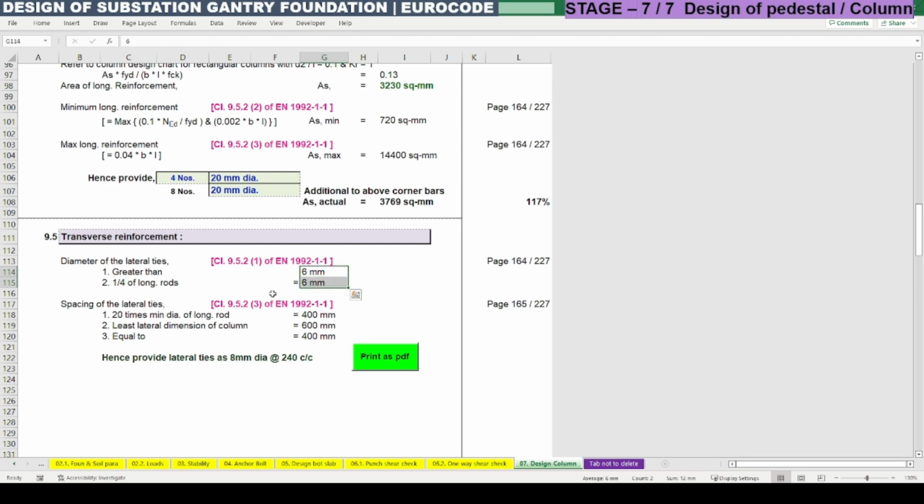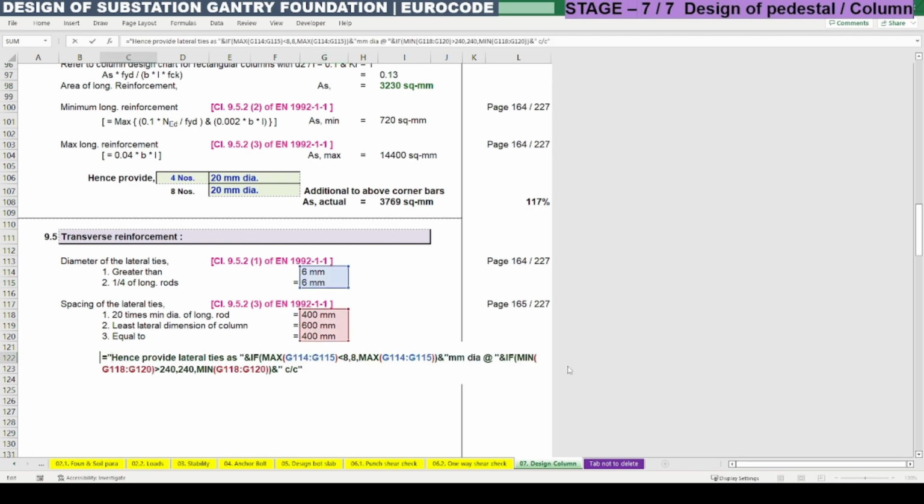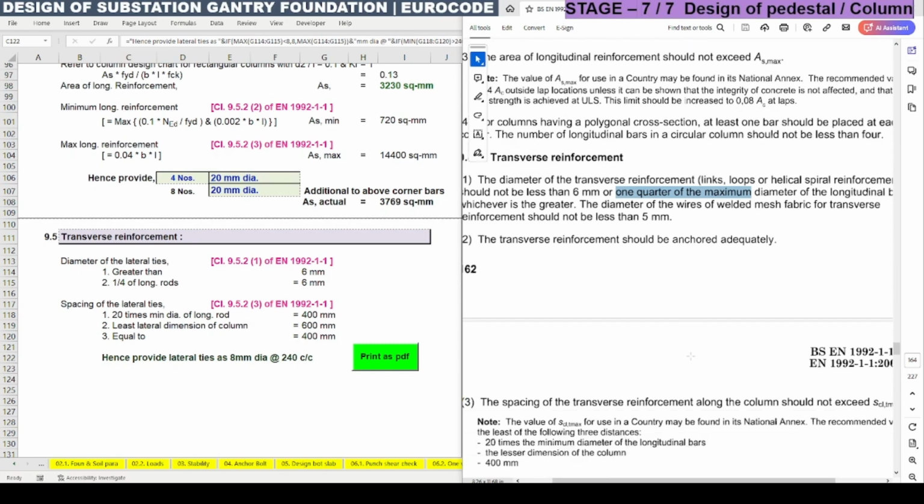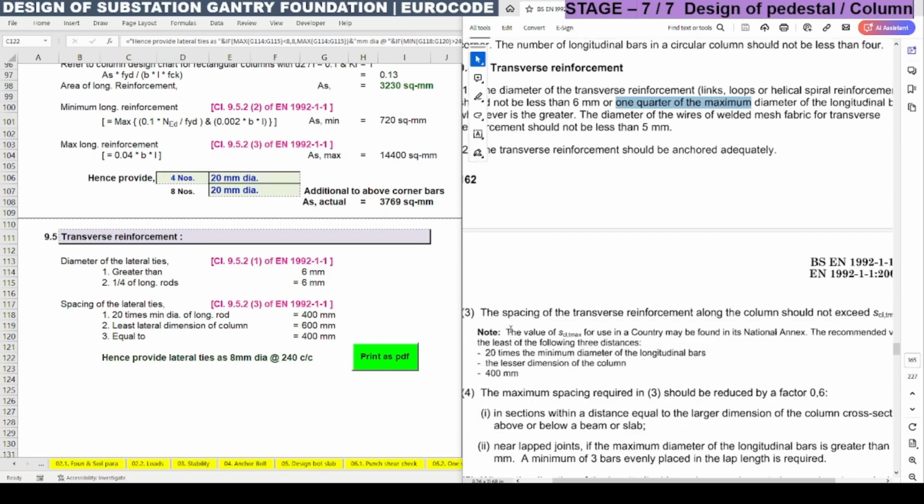So we can consider more than that. Maybe we can consider 10 mm as a diameter of the lateral or transverse reinforcement, and the reinforcement spacing is also provided here. The spacing conditions are provided in note 3. Here 20 times the main diameter, whichever is the minimum we need to consider. The 20 times minimum means 20 into 20 mm, as the main reinforcement we are providing has a minimum diameter of 20. So 20 times 20 is 400 mm.